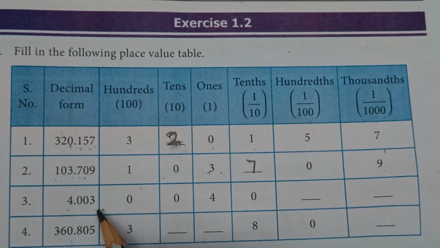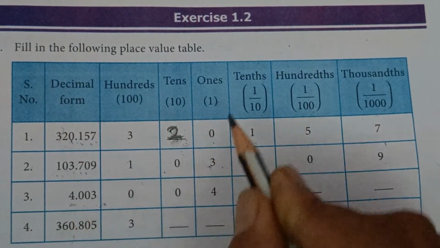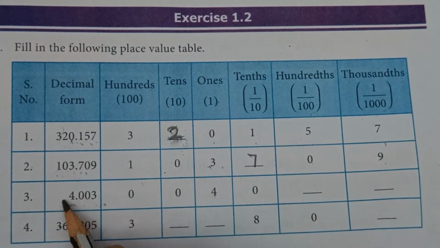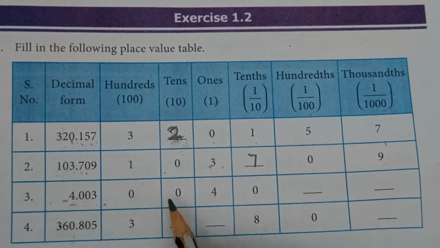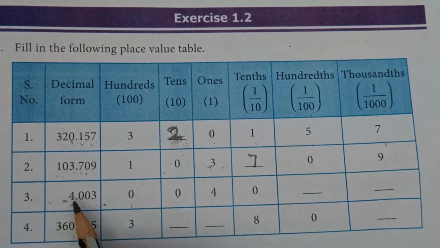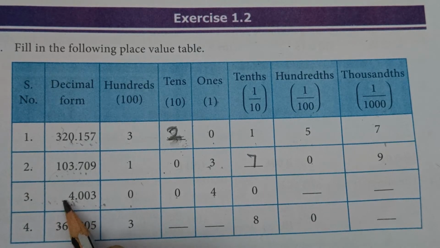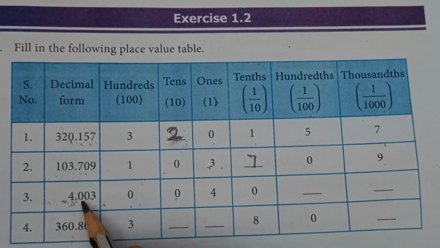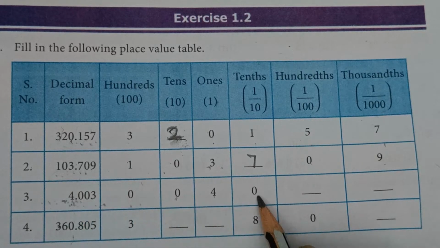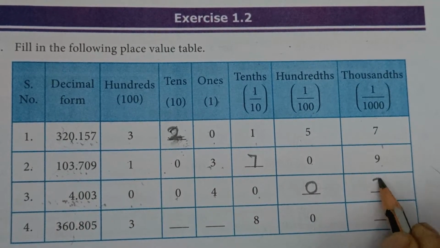Then 4.003, what is it? How many ones are here? 4 is in the ones place, and no tens, no hundreds. That's why it's put 0, 0. 4 is before the point. Just start from the number next to the point: ones, tens, hundreds, thousands, it goes on. So ones is 4, no tens and no hundreds. And just after the point, the tenth place is 0, the hundredth place is 0, and the thousandth place is 3.